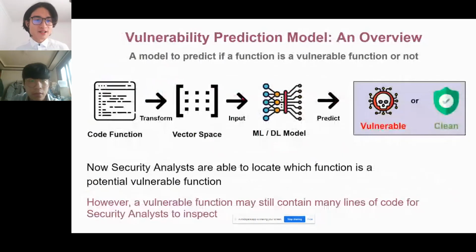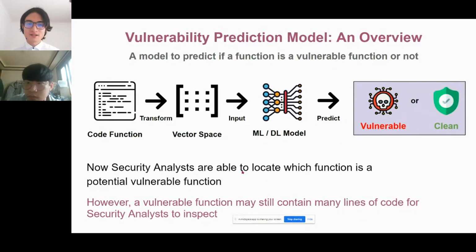Therefore, AI-based vulnerability prediction models have been proposed recently. Basically, it's a model to predict if a source code function is a vulnerable function or not. Here's an example workflow. Given a code function, we first transform it into vector space, which are numeric values. We then input it into a machine learning or deep learning model to predict if this function is vulnerable or clean. With this kind of approach, the security analysts are able to locate which function is a potential vulnerable candidate. However, a function can be really big and consist of many lines of code.